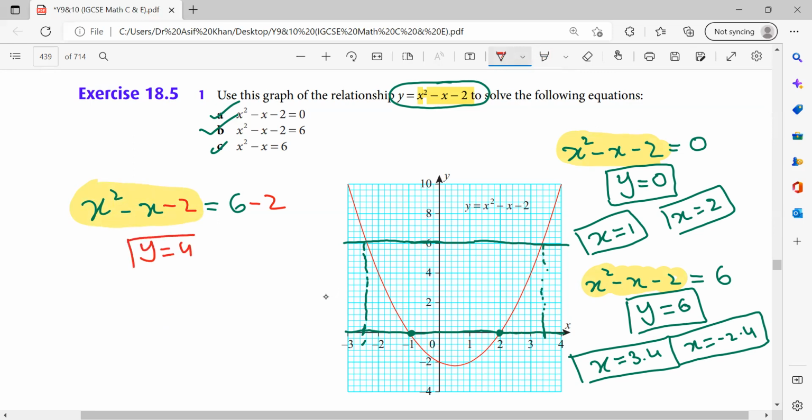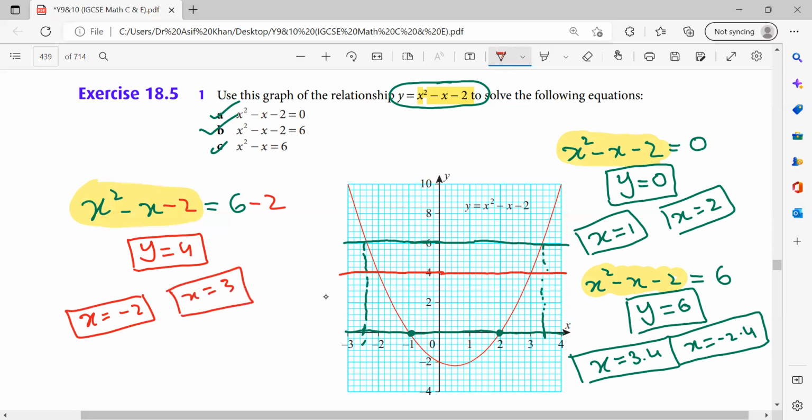It means this time you have to draw the line y is equal to 4. So draw the line y is equal to 4 here like this. x is minus 2 and 3. Okay, she is saying the value of x is minus 2 and x is equal to 3. Acknowledge this answer if everyone agrees. Same, sir.